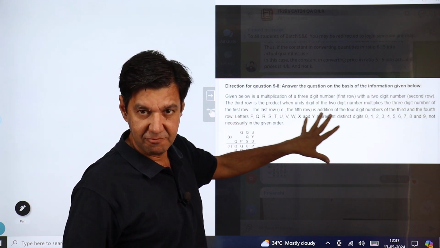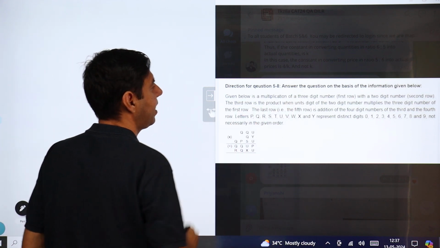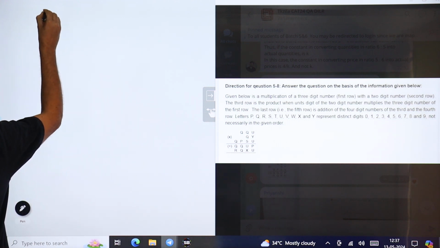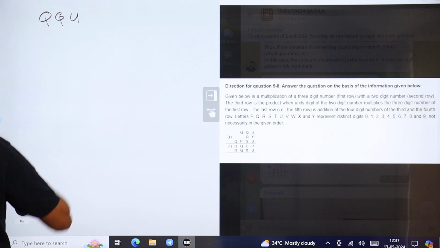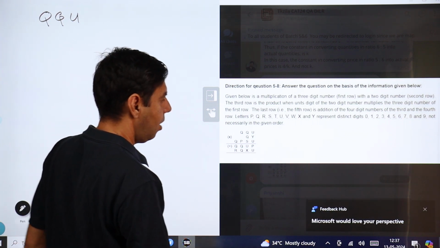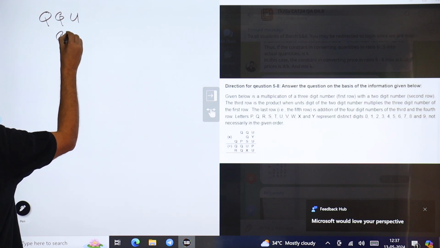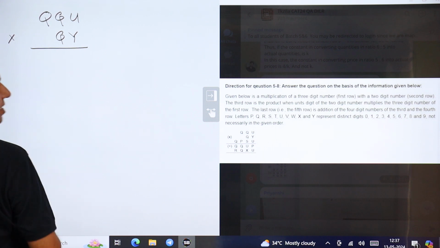It might not be very visible, so I'll just read it out. Given below is a multiplication of a 3-digit number, the first row. So the first row is QQU. The 3-digit number is multiplied with a 2-digit number in the second row. So there is Q and Y, and there's a product, a multiplication.